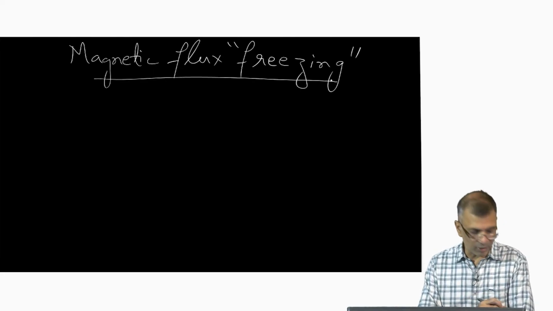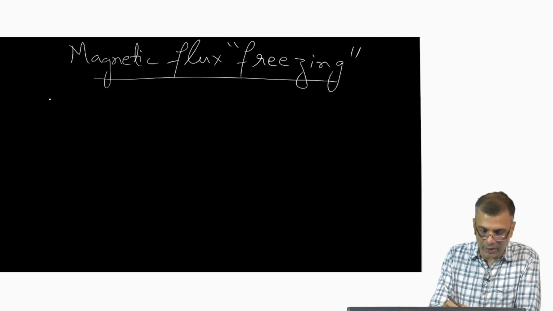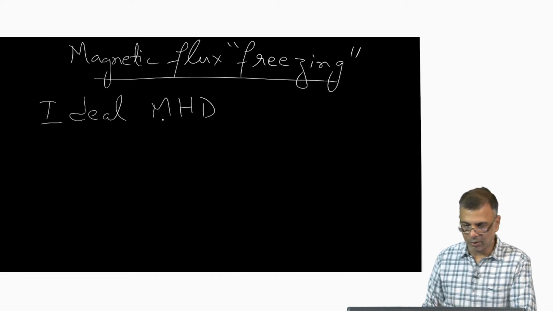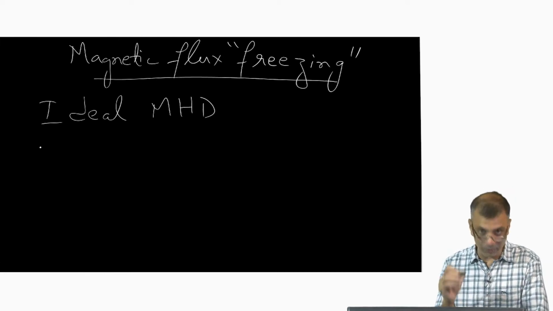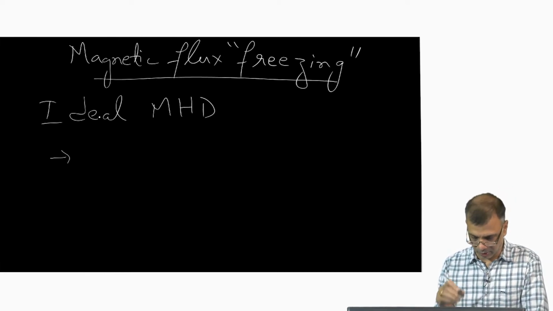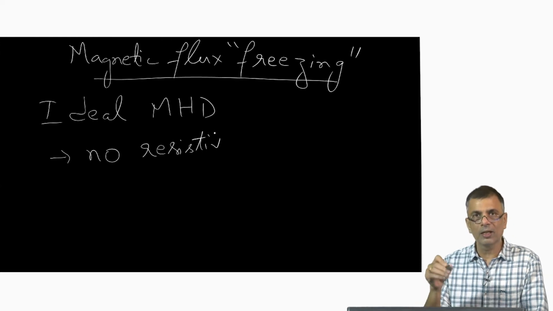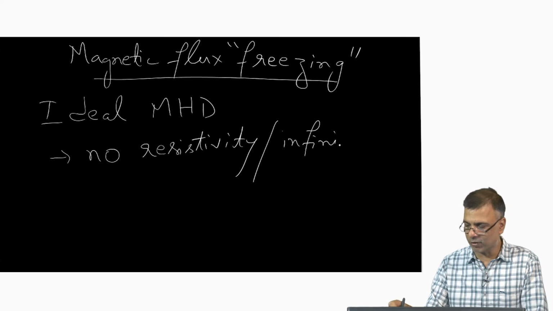We will now discuss today one of the very important consequences of ideal MHD, which is this effect called magnetic flux freezing. Ideal MHD essentially means the main thing to note regarding ideal MHD is that there is no resistivity. It's in this sense that the magnetohydrodynamic system is ideal. There is no resistivity, or equivalently the conductivity is infinite.